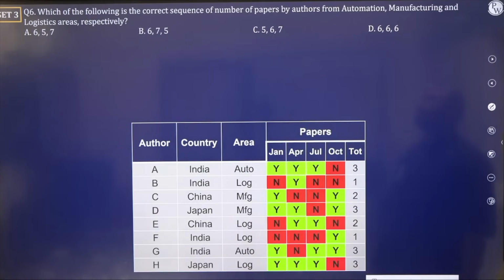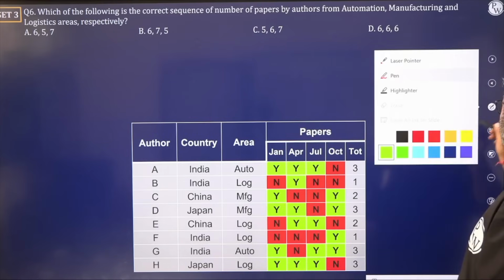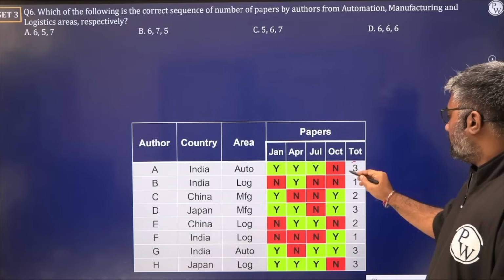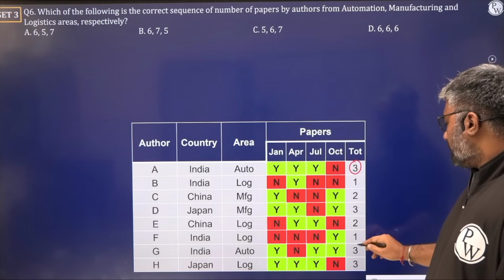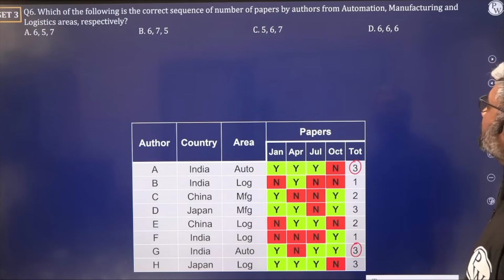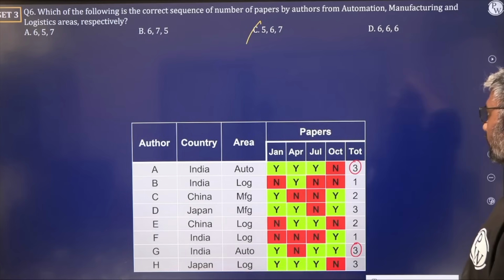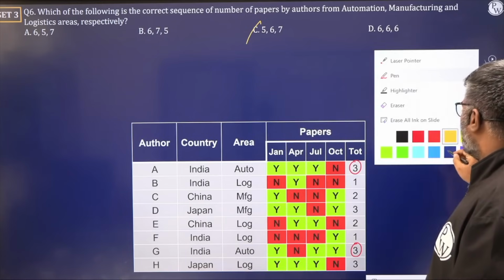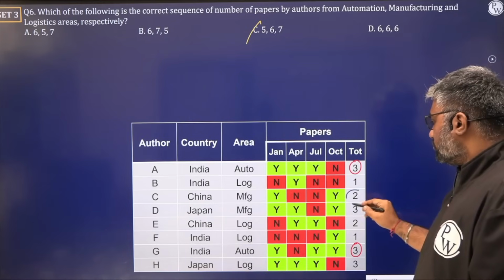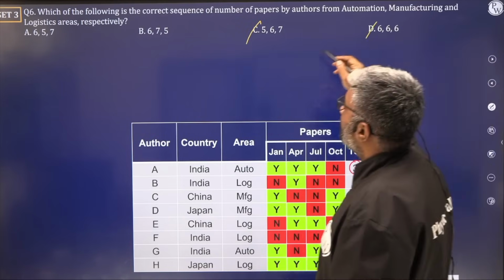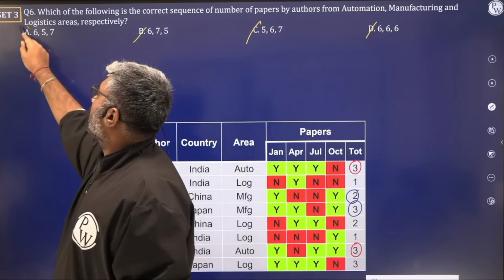The last one: which of the following is the correct sequence of number of papers by authors from automation, manufacturing and logistics respectively? So for automation, we have how many? 3 plus 3, 6. We need to have 6, which leaves this one out. Then for manufacturing, we need to see. Manufacturing has 2 and 3, 5. So we need a 6 and then a 5. No, we have our answer.